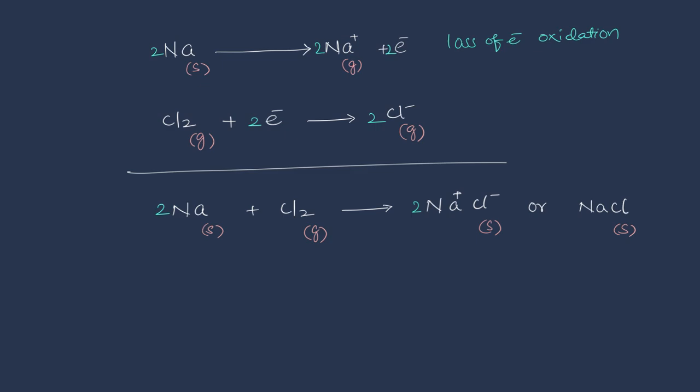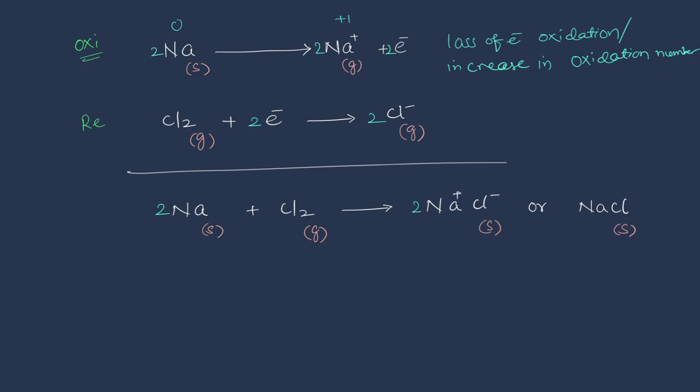When electron is lost, here the oxidation state, what is that? 0, and here what is that? +1. Increase in oxidation number, that is also oxidation. So this reaction is what you call oxidation.